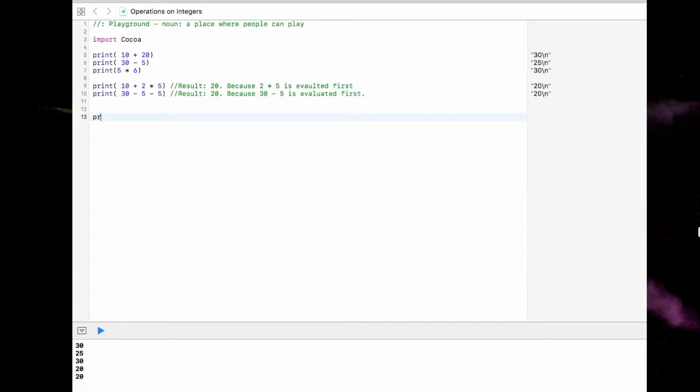So we could do print, parentheses, 10 plus 2, times 5. And what do you think that's going to be? It's going to be 60 because 10 plus 2 is now evaluated first. We could print 30 minus parentheses 5 minus 5, and that is going to be equal to, what do you know, 30, because 5 minus 5 is now evaluated first.